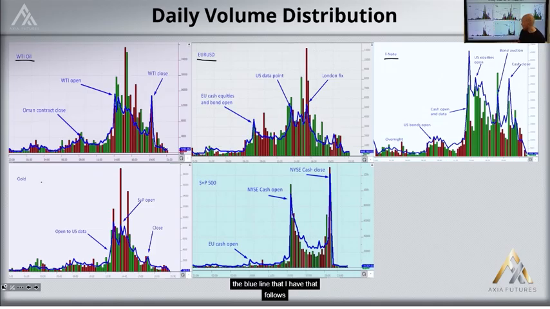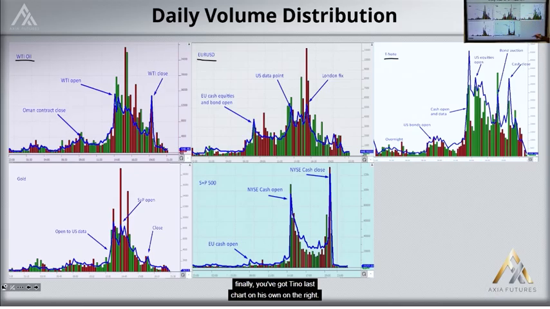Incidentally, the blue line that follows the volume histograms gives you an indication of the average volume at that period of time. So there are periods, take here for example in gold, where we're seeing much higher than average volume. Again, that's another good way of indicating action, indicating whether you should or shouldn't be involved.